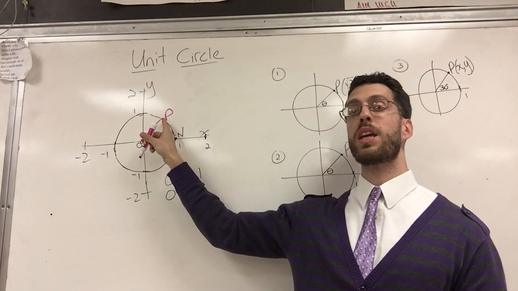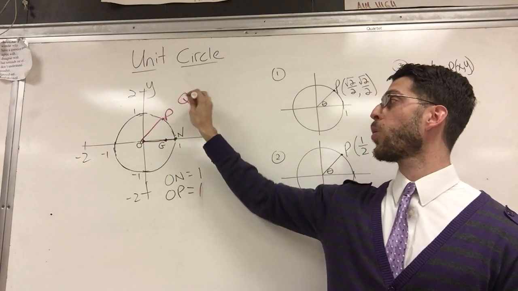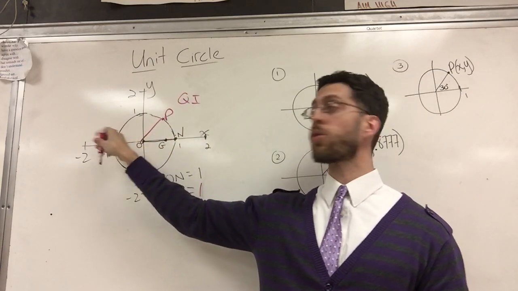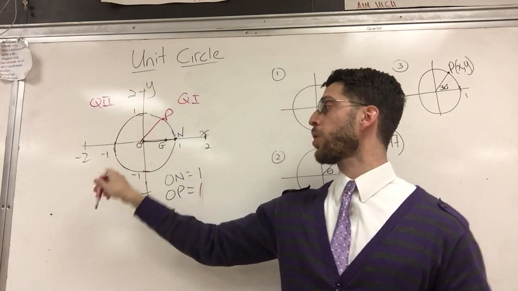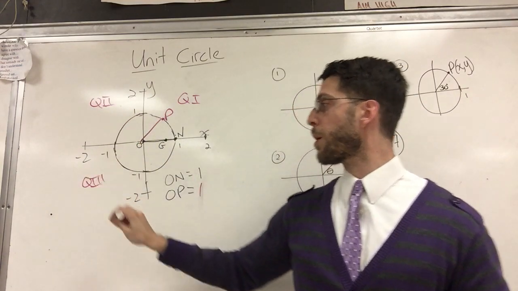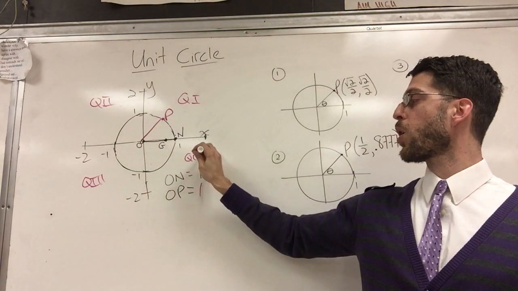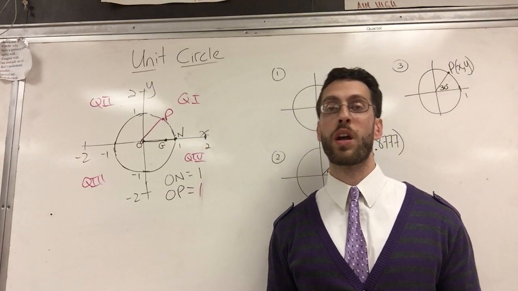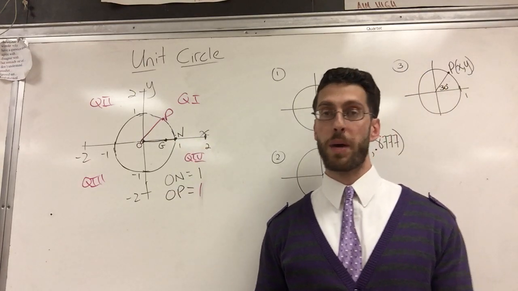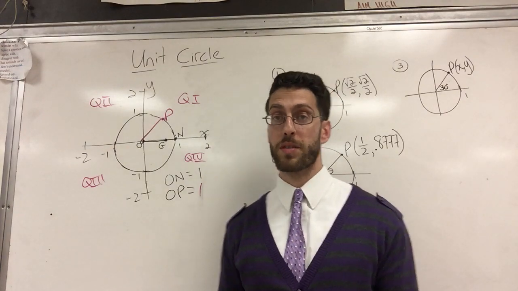Whether I put P here in quadrant 1, or on this part of the circle in quadrant 2, or in quadrant 3, or in quadrant 4, it won't matter because it'll still be 1. And 1 is a very easy number to manipulate in mathematics. You'll see when I get to some examples.